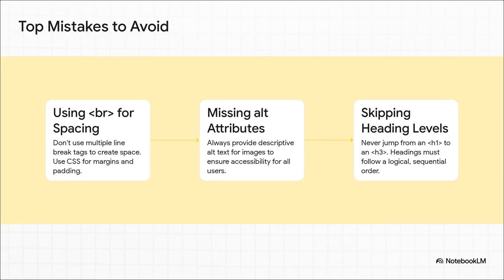First, never ever use a bunch of line break tags to create space. That's a job for CSS margins. Second, always provide descriptive alt text for your images. It's crucial. And third, make sure your headings follow a logical order. Don't just jump from a level 1 to a level 3.